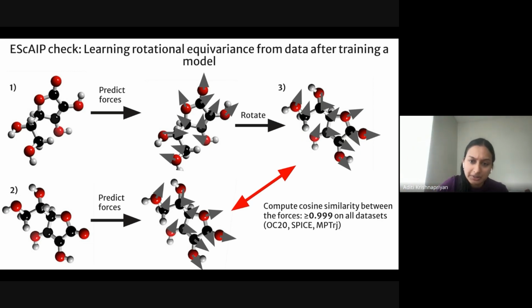And then finally, we came back to the original structure and we rotated the force predictions on the original structure. So we had these two different scenarios and we computed the cosine similarity between the forces in both of these scenarios. And what we see is that it's higher than 0.999. I think we can basically round it to 1 after we train the model on all of these different data sets like OC20 versus training it on SPICE versus training it on MP-Traj. So this is at least telling us that something is being learned from the data. It's at least correctly predicting the rotations with high accuracy after you train the model on these data sets. Coming back to this point of maybe this is something that we could think about learning from the data itself.